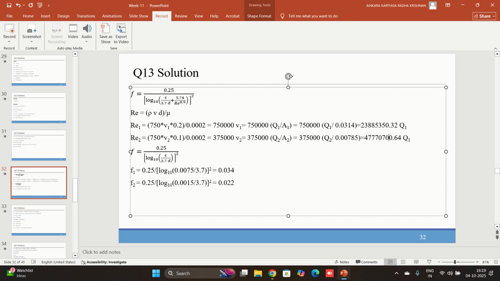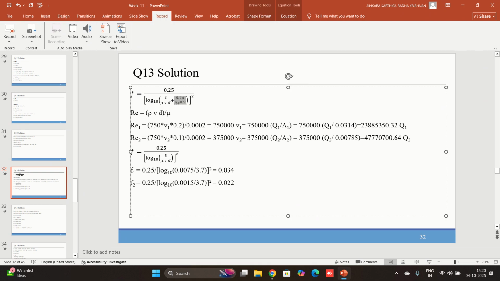1 2 3 700.64 times Q2, it is not Q1. So now F is equal to this, both of these are actually huge values, right? So what we can do is neglect these values, because 5.74 divided by Reynolds number to the power of 0.9, the Reynolds number is coming in the denominator. So we can neglect this particular term, and calculate the friction factor in pipe 1 and pipe 2 separately. I'll show you how.